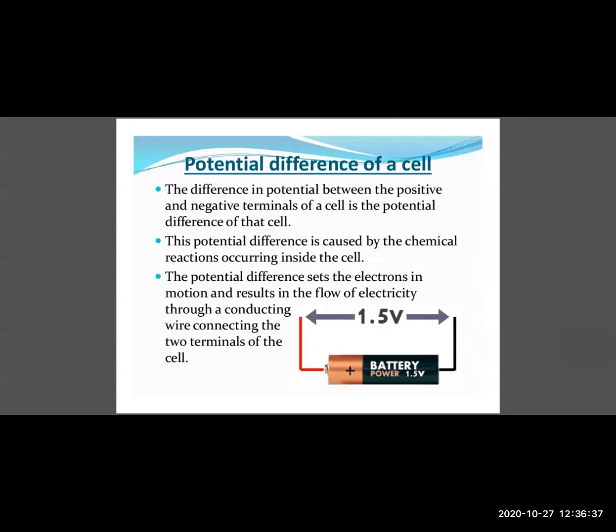Okay, so the potential difference is caused by the chemical reactions that are occurring inside the cell, right? As we have seen in the previous chapter, in this case, the chemical energy that is stored inside the cell is converted into electrical energy. So the potential difference that is generated between these two points of the cell is made use of. The potential difference sets the electrons in motion and results in the flow of electricity through the conducting wire connecting the two terminals of the cell. So whenever these two terminals are connected by a wire, the electricity will flow, and whatever device the battery is connected into will be working.